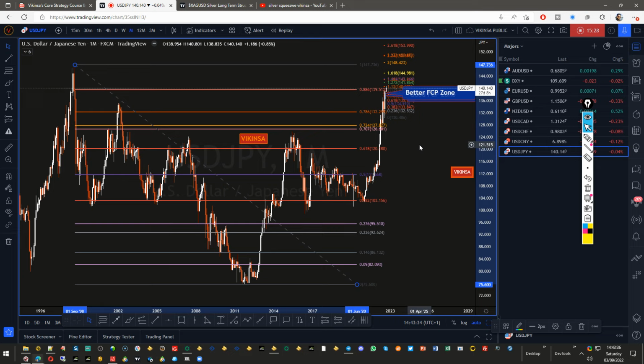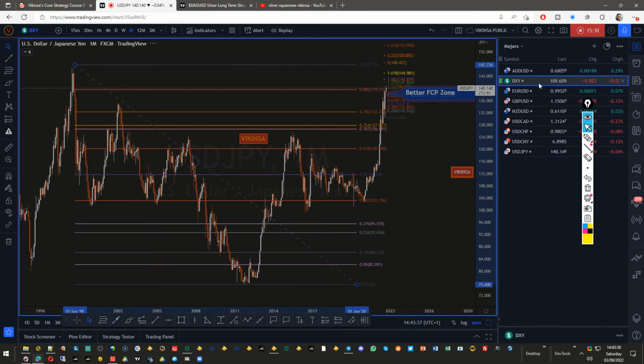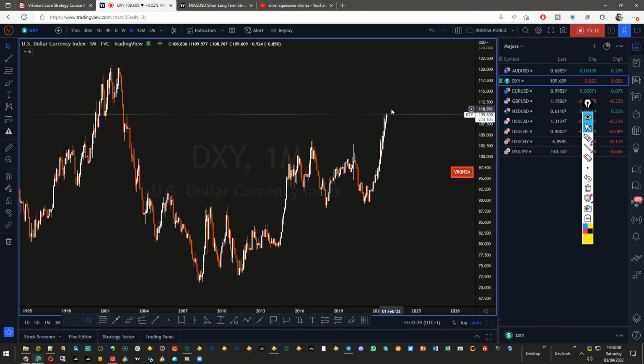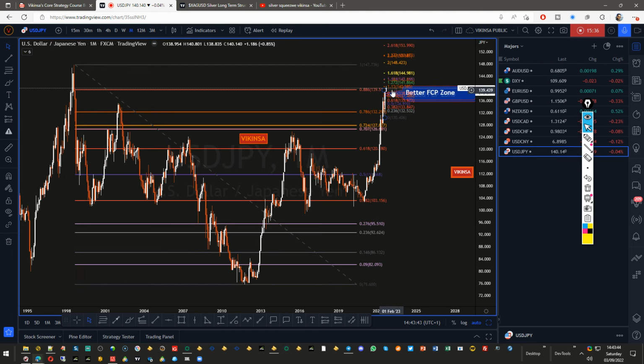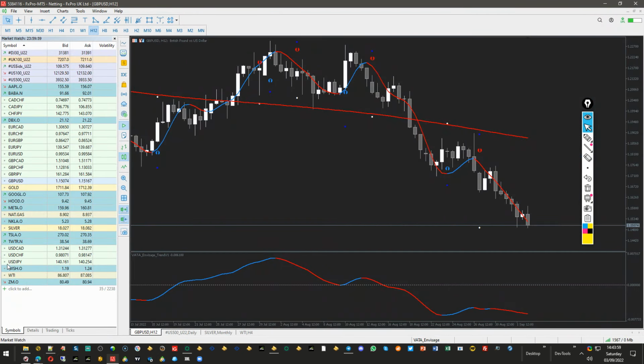But tie this analysis of USDJPY with DXY. Remember, DXY is still bullish and it can go to 110, which means that USDJPY can still go slightly higher before it starts to go down. So always read DXY and USDJPY together in such scenarios at the moment. So this is what we have on USDJPY here on the charts. Let's look at what I envisage.